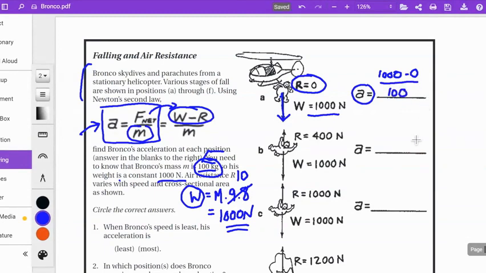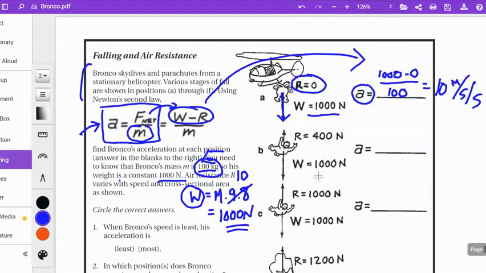So again, we're using the formula. In the very beginning, there is no air resistance, so the net force is equal to Bronco's weight. So 1,000 minus 0 divided by 100 gives an acceleration of 10 meters per second per second. That's basically the same acceleration you have if there's no air resistance. That's the acceleration of gravity. All right, the next part, let's do one more here, okay?